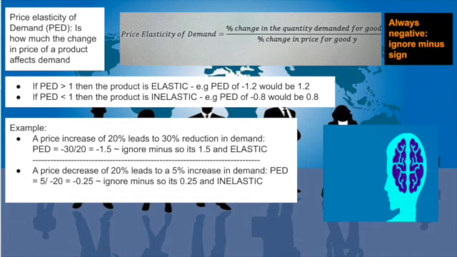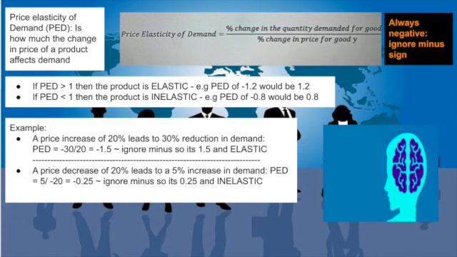Again, as another example, a price decrease of 20%, which would be minus 20, leads to a 5% increase in demand. So how do we do that? 5 divided by minus 20, which gives you minus 0.25. And again, you ignore the minus sign, so 0.25, and it's inelastic.